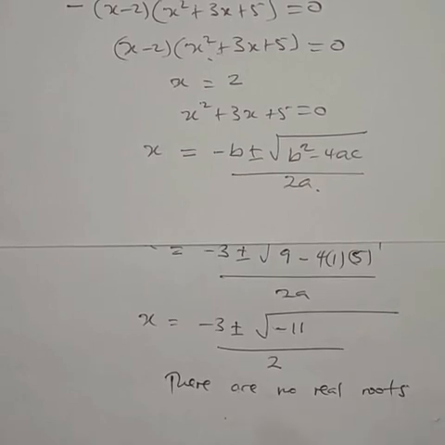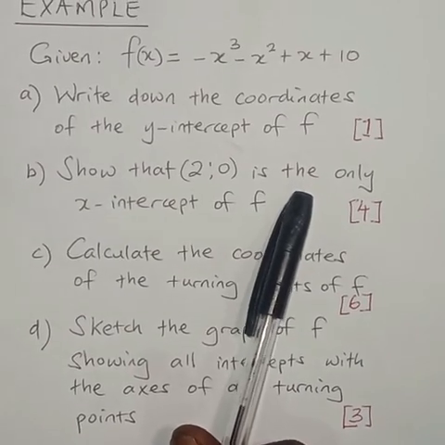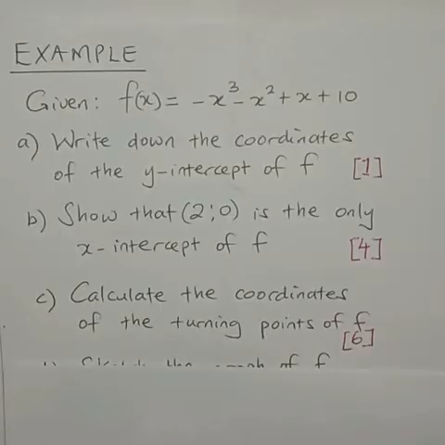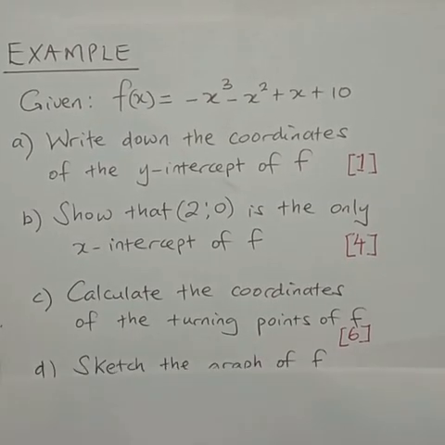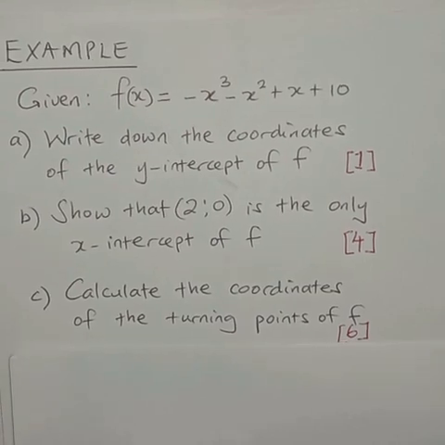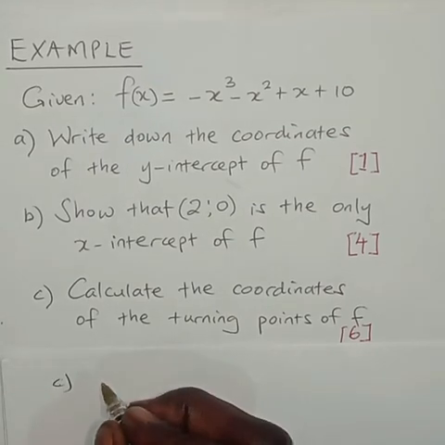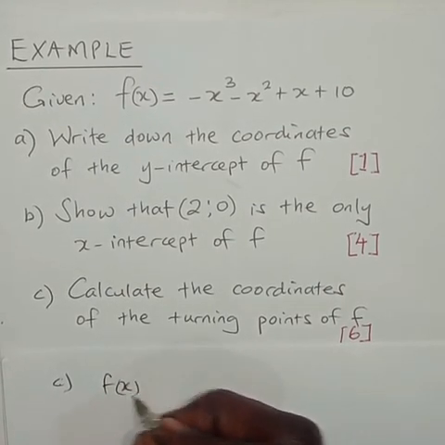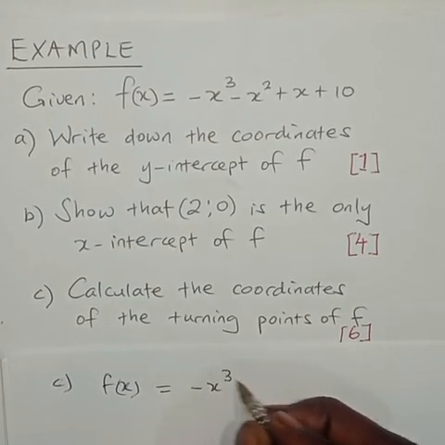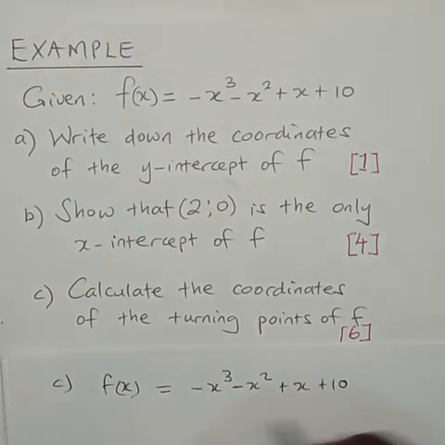So we conclude that (2, 0) is the only x-intercept of f. Now we are required to calculate the coordinates of the turning points of f. That is question C. To find the coordinates of the turning points, you find the derivative. So remember, we have f(x) is equal to minus x to the power of 3 minus x squared plus x plus 10.